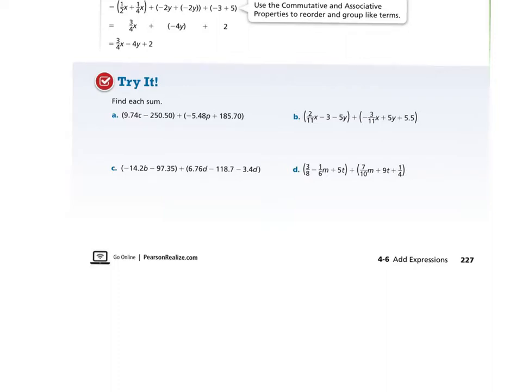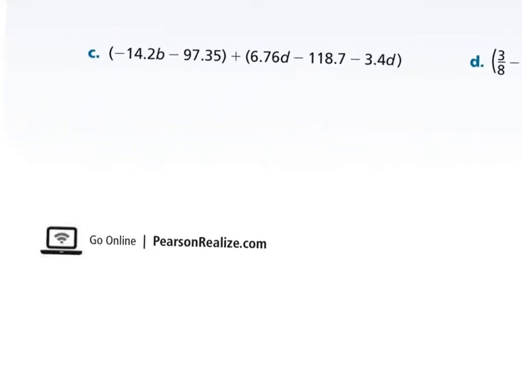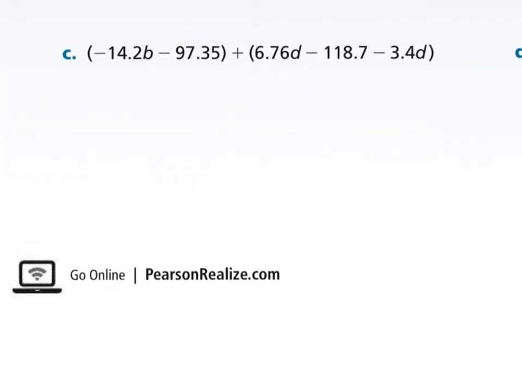So continuing on page 227, part C on the try it. We're going to look at our variable terms here alphabetically. B would be the first letter that we have alphabetically. That's our only B term, so we can go ahead and bring that down. Negative 14 and 2/10 B.